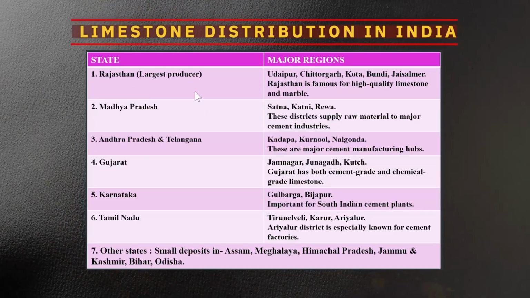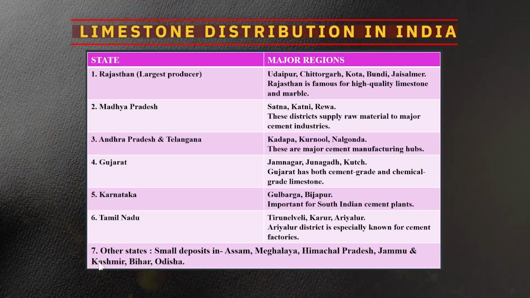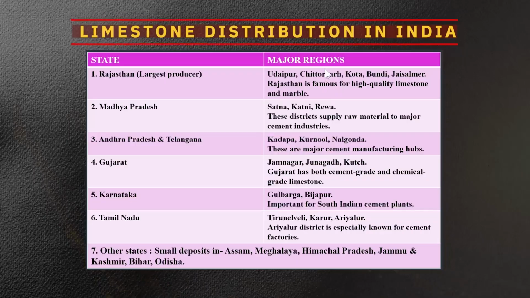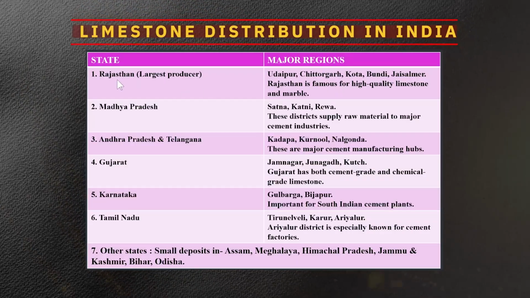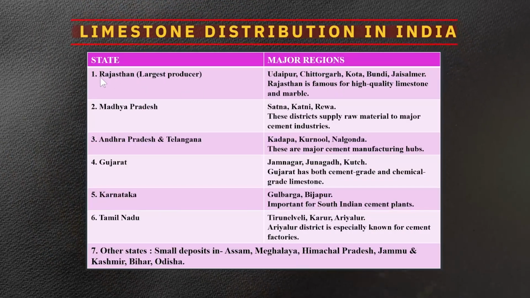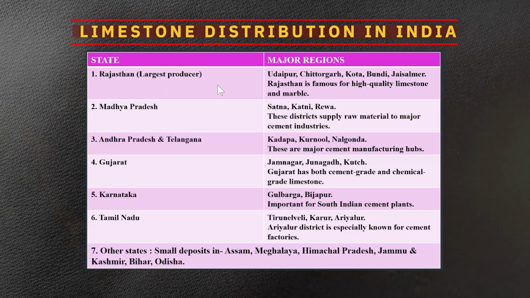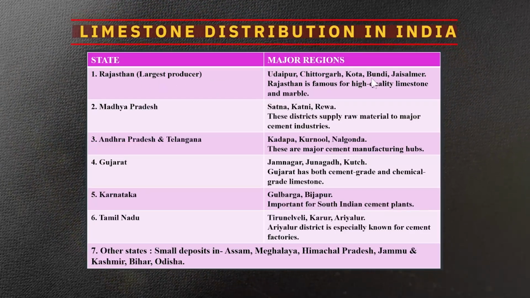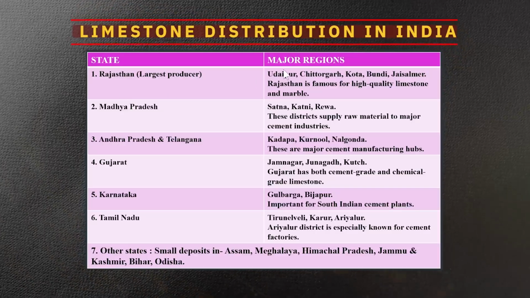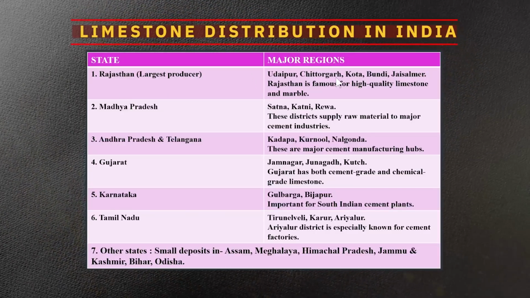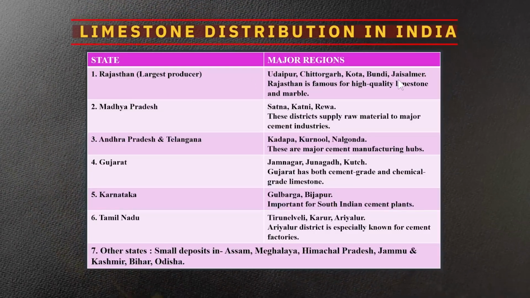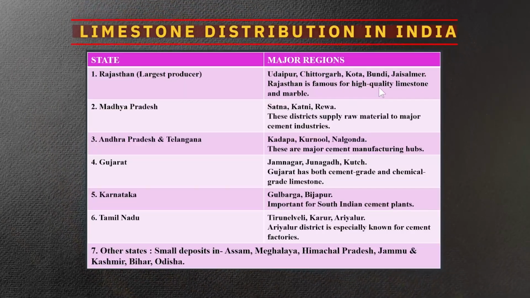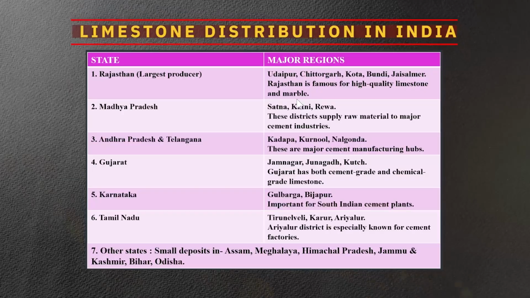So here some major producing states of limestone and their major mining or deposit regions are mentioned in this table. So let's focus one by one. Number 1 is Rajasthan. Rajasthan is considered the largest producer of limestone in India. And in Rajasthan, the major regions include Udaipur, Chittorgarh, Kota, Bundi, Jaisalmer. Rajasthan is famous for high quality limestone and marble.